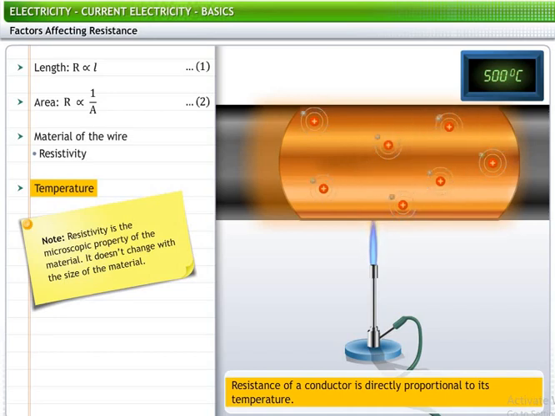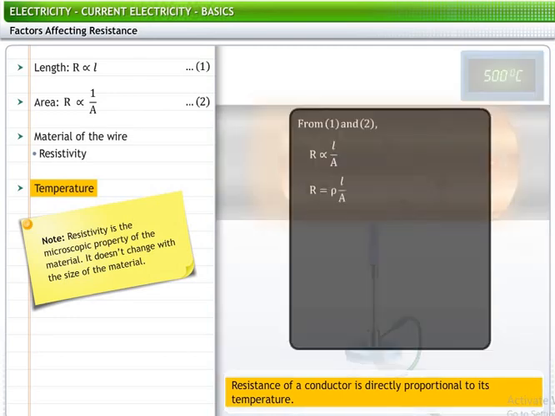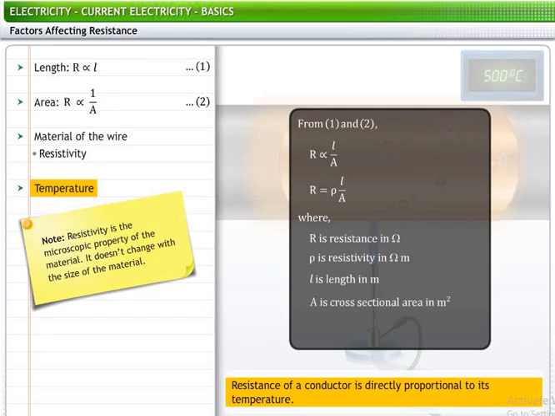The variables affecting resistance can be mathematically written as R = ρL/A, where R is the resistance in ohm, ρ is the resistivity in ohm meter, L is the length of the conductor in meter, and A is the cross-sectional area of the conductor in meter square.